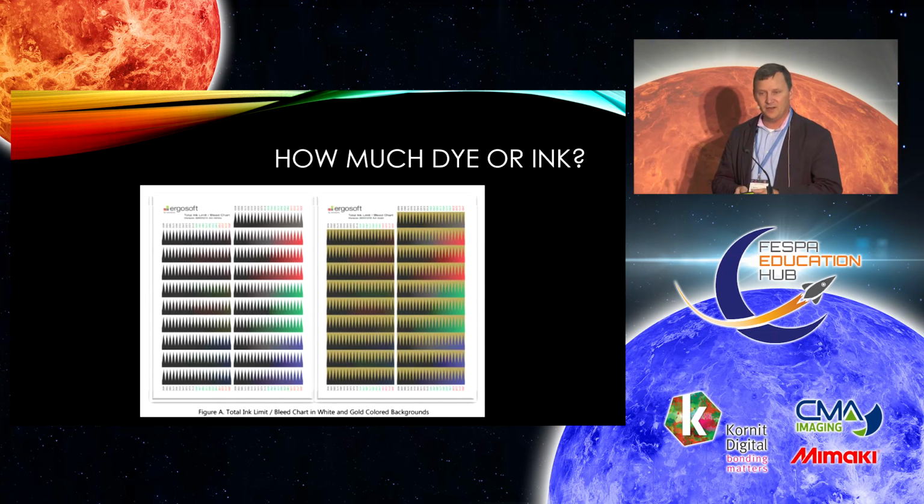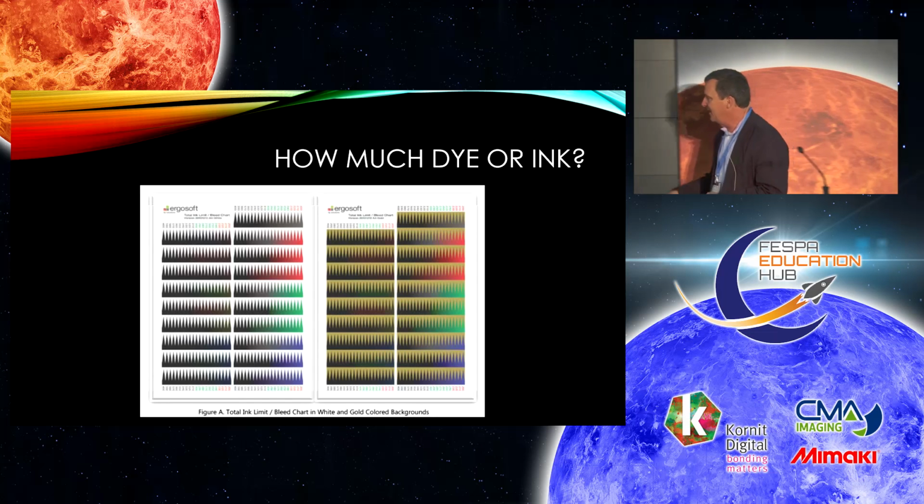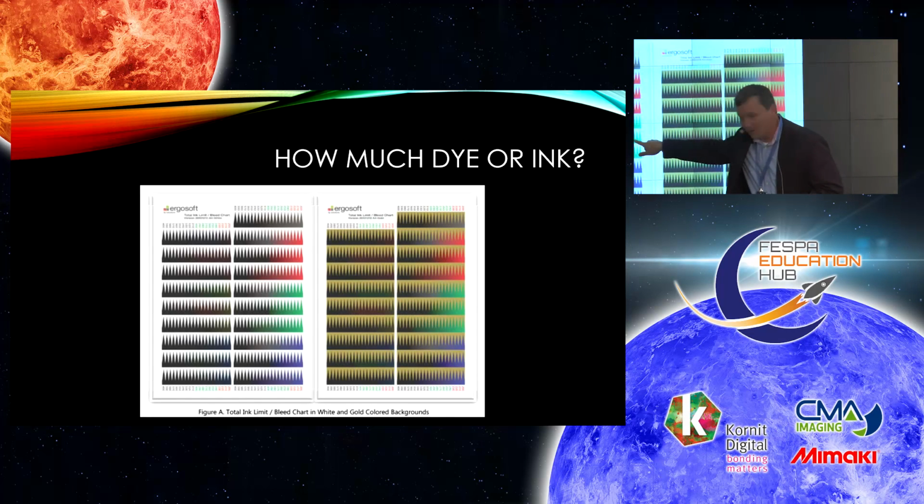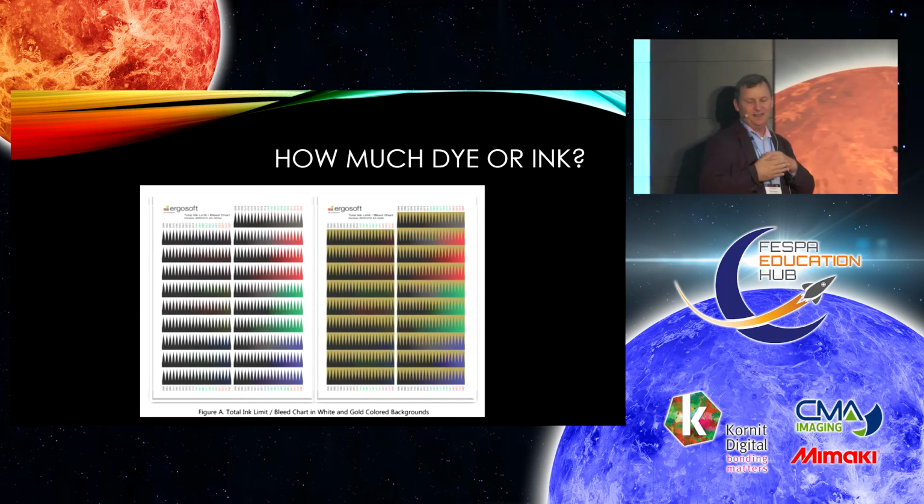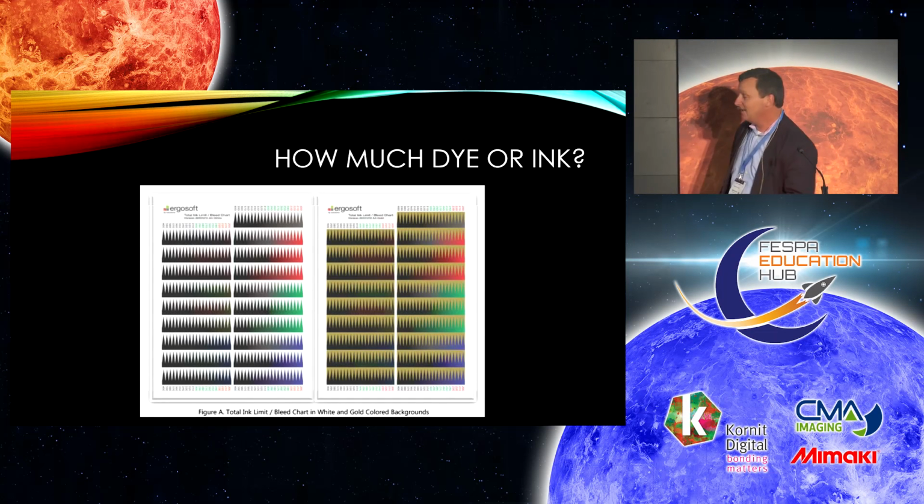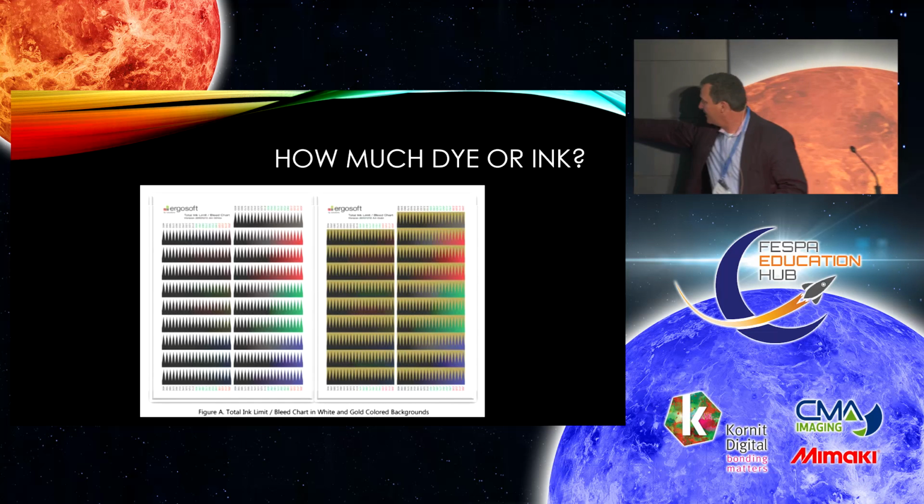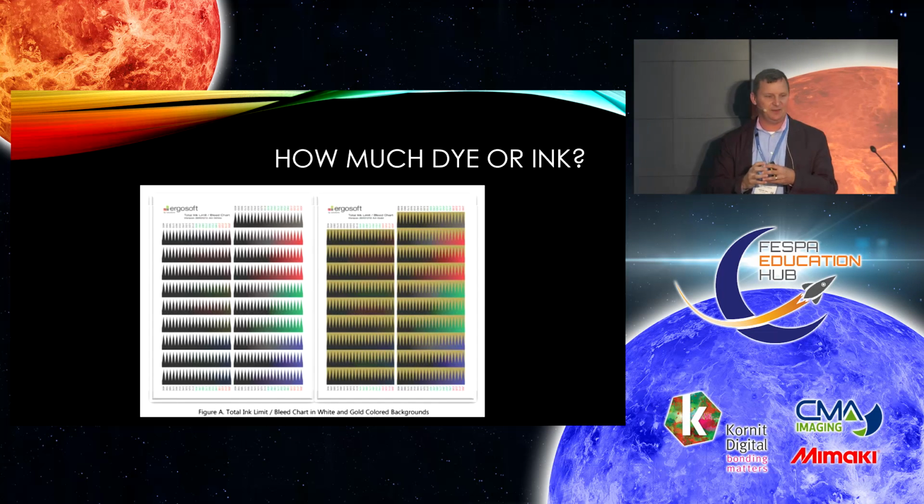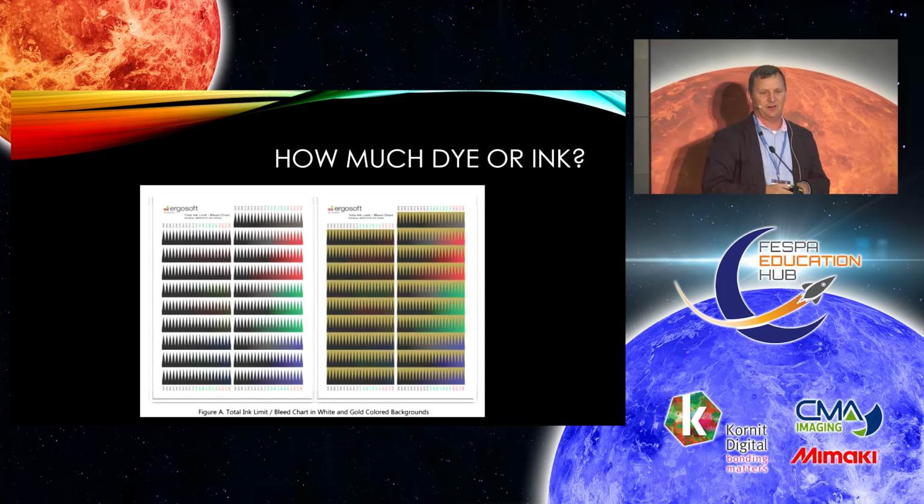This is a target through an ErgoSoft RIP, and it's just varying levels of overprints and how much ink is overprinted onto them. You notice on the left side there's a white background, and over on this side there's a gold background. It simulates overprints with a background color.